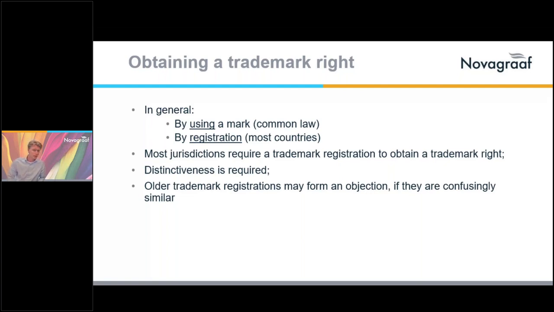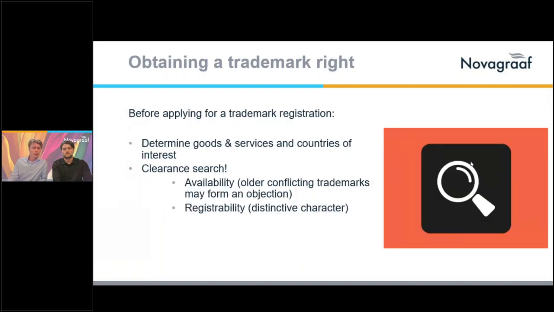As Noe mentioned, the distinctiveness is required to obtain a trademark right and to obtain a registration. And you also have to keep in mind older trademark registrations, as they may form an objection if they are confusingly similar to your trademark. Before applying for your trademark registration, it's important to determine the goods and services and the countries of interest. This way you will also determine the scope of protection of your trademark, as well as where your trademark may clash with older trademark registrations and rights.